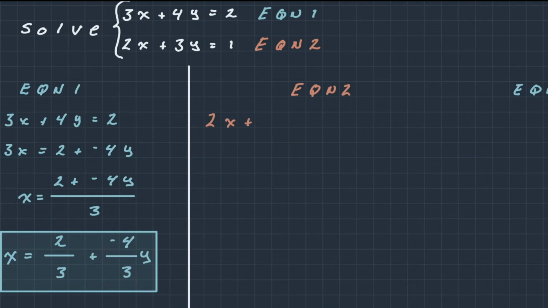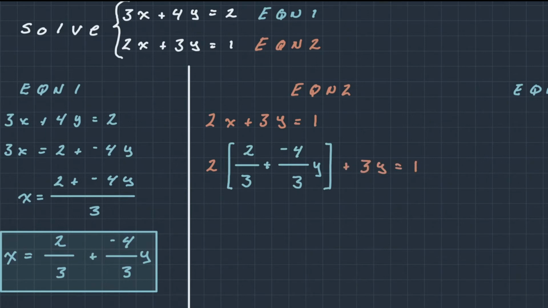This is where we are going to replace that variable x in equation 2 with the expression we just obtained for x in equation 1. So replacing x with 2 over 3 plus negative 4 over 3y. And let's not forget that term of 3y. So we get plus 3y and then equal to negative 1. Using the distributive law here to expand, we get 2 times 2 over 3, giving me the product of 4 over 3. 2 multiplied by negative 4 over 3y gives me the product negative 8 over 3y.